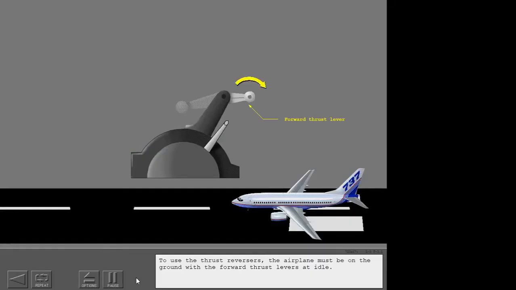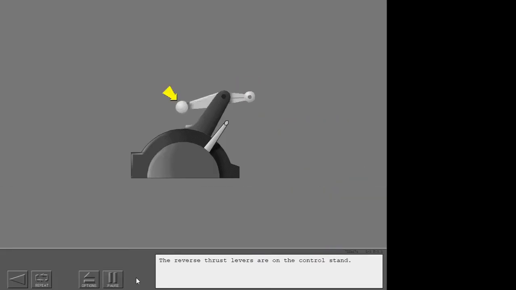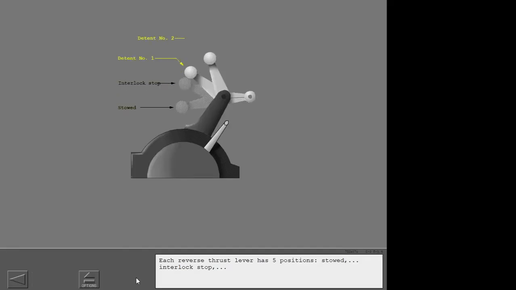To use the thrust reversers, the airplane must be on the ground with the forward thrust levers at idle. The reverse thrust levers are on the control stand. Each reverse thrust lever has 5 positions: stowed, interlock stop, and 3 positions of reverse: detent 1, detent 2, and maximum reverse.